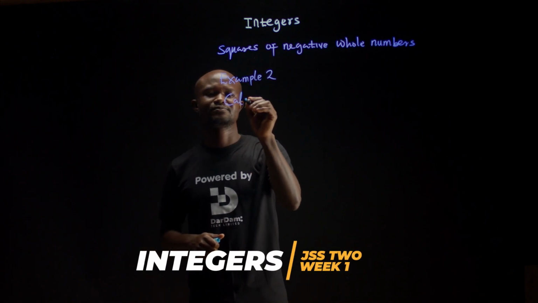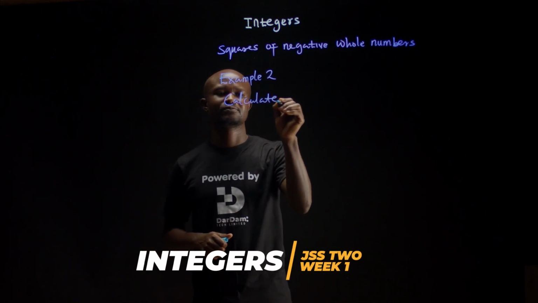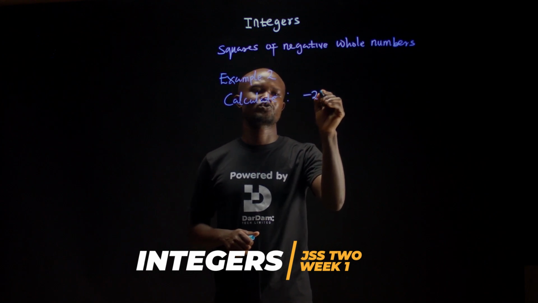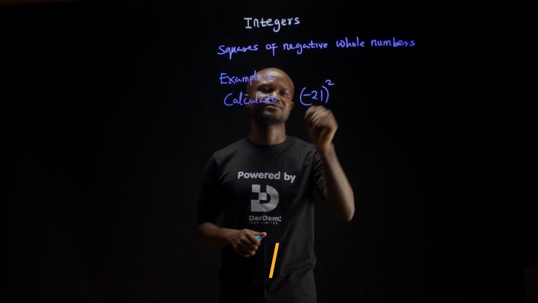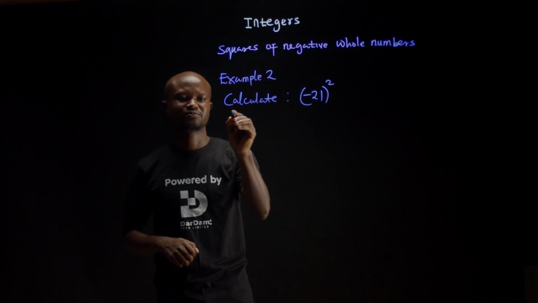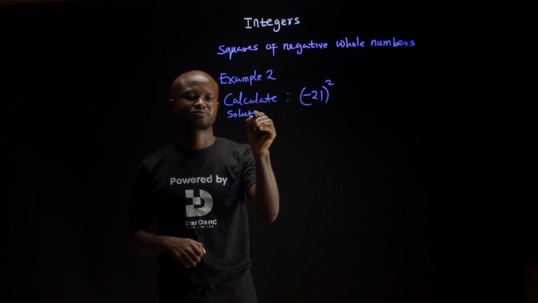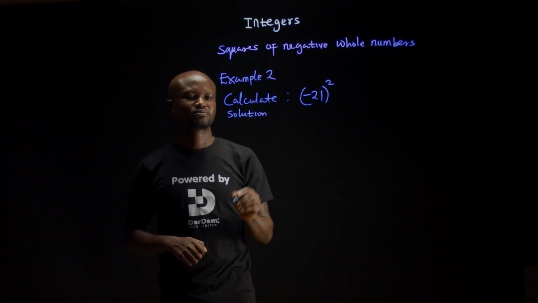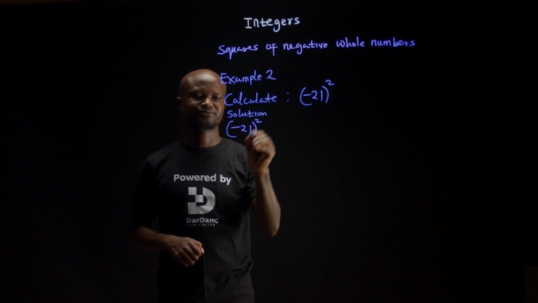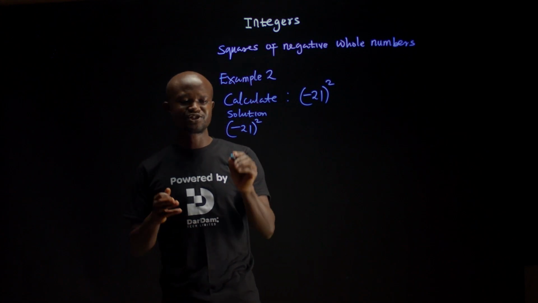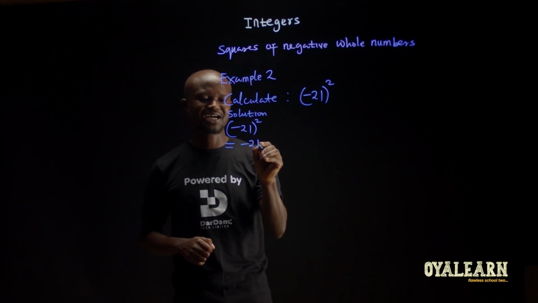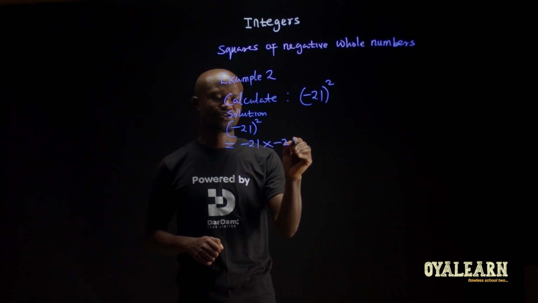Calculate minus 21 squared. I want to find the value of this. Solution: minus 21 squared. The first thing is to express this as what? Minus 21 times minus 21.